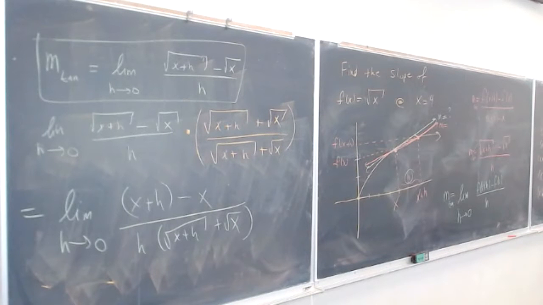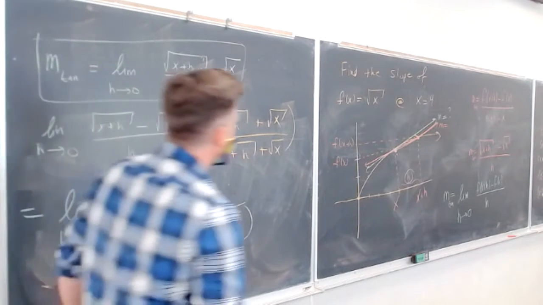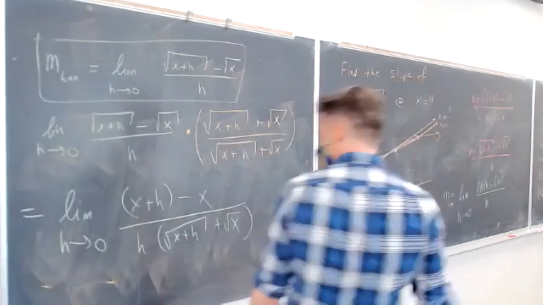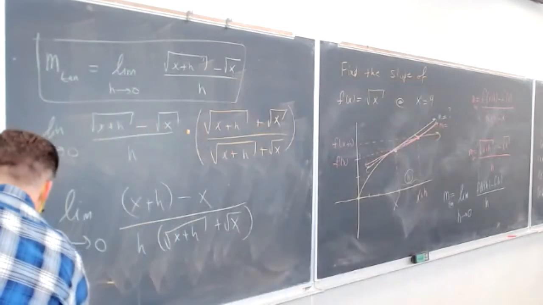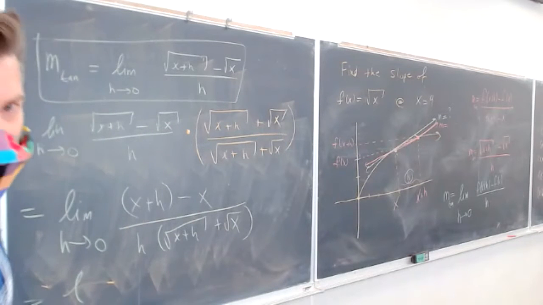In the numerator, the x's cancel. Space is an issue. Yeah. So you can see down there. Yeah, you can see down there.